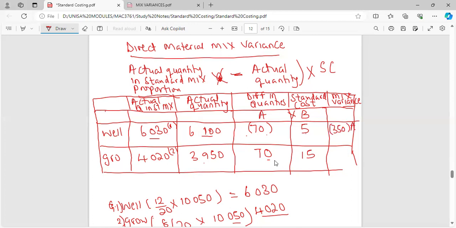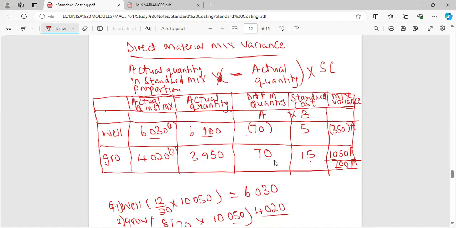Then you multiply 70 now by 15. This one is going to give us 1,050, which is favorable, ne? So you should have your total here. So in your total, you have a favorable of 1,050. You just subtract 1,050 minus 350. So at the end, you are going to have 700, which is favorable.